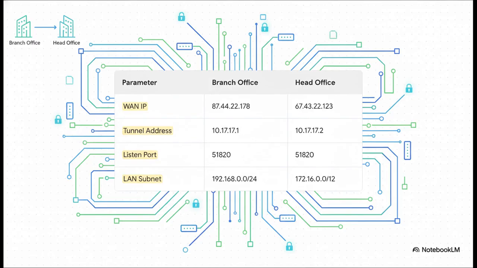Okay, so here are the vitals for our two locations. We've got their public IPs, their addresses on the real internet. We have the private tunnel addresses they're going to use to talk to each other inside the VPN. They'll both listen on the standard WireGuard port. And most importantly, we have the local office networks, the LAN subnets that we want to connect together. We're going to use these exact numbers to build our config files.